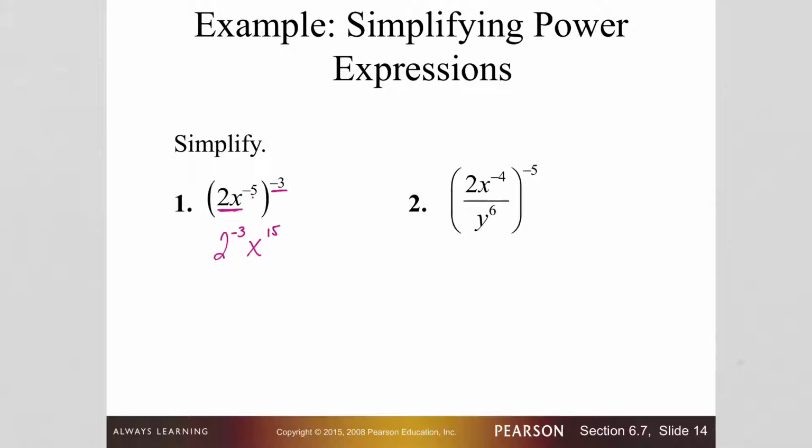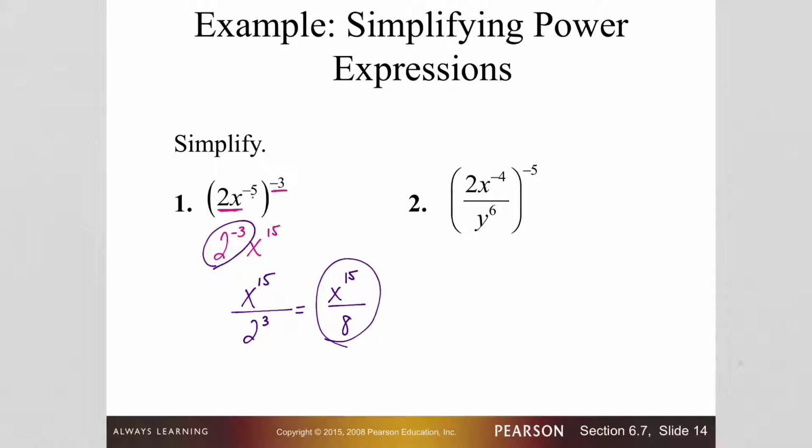Now, the only thing with a negative exponent is this right here. So I'm going to leave the x to the 15th on top. And then I've got 2 to the 3rd power on bottom in the denominator, which gives me x to the 15th over 8. That's my final answer there.